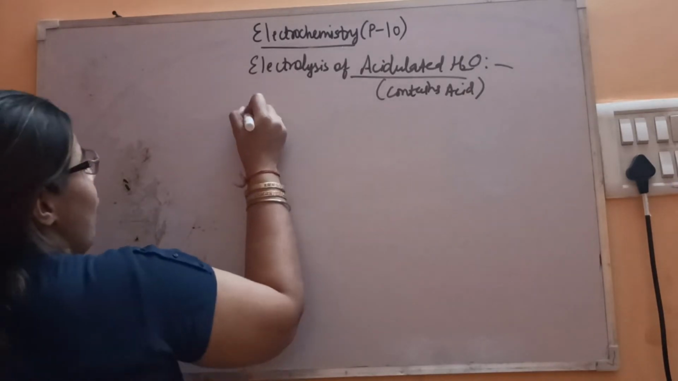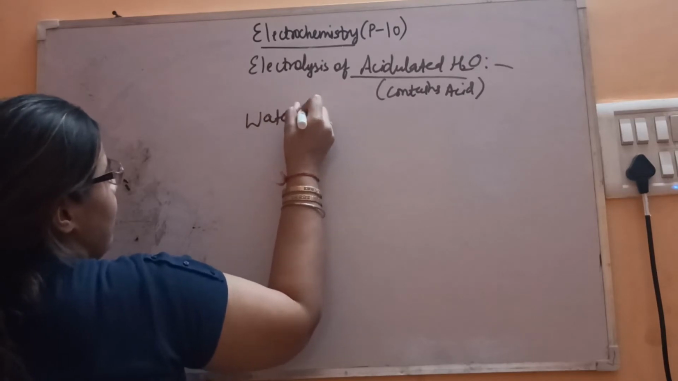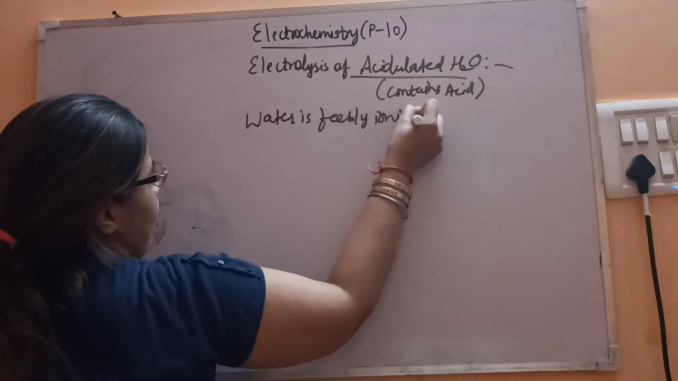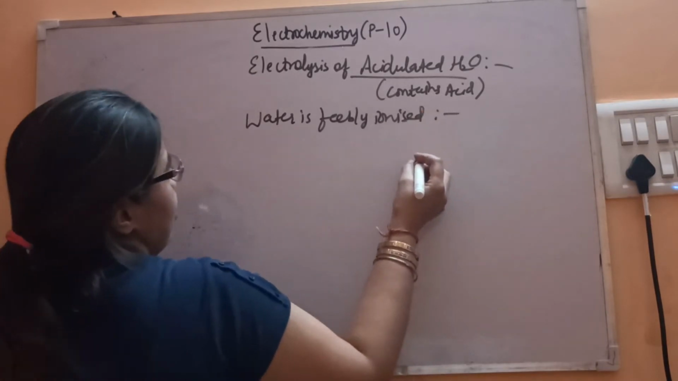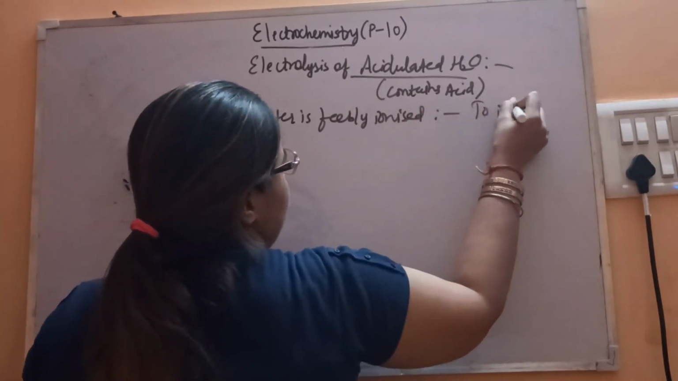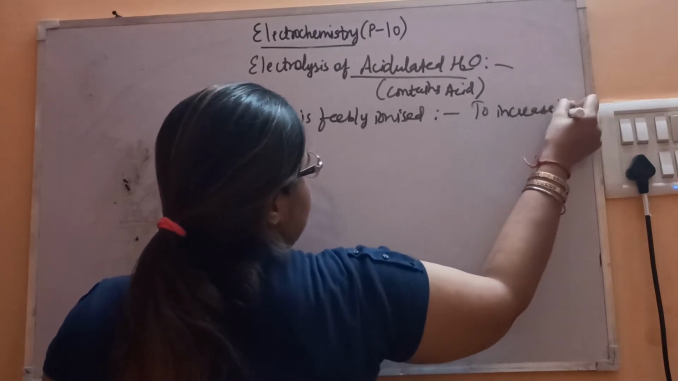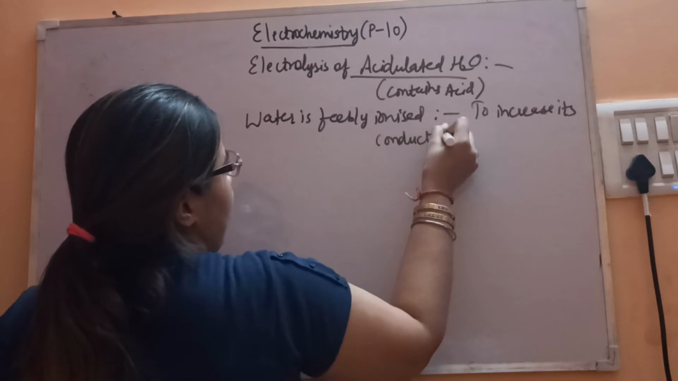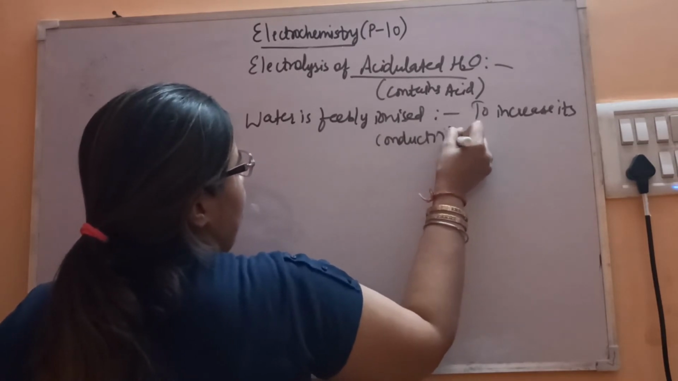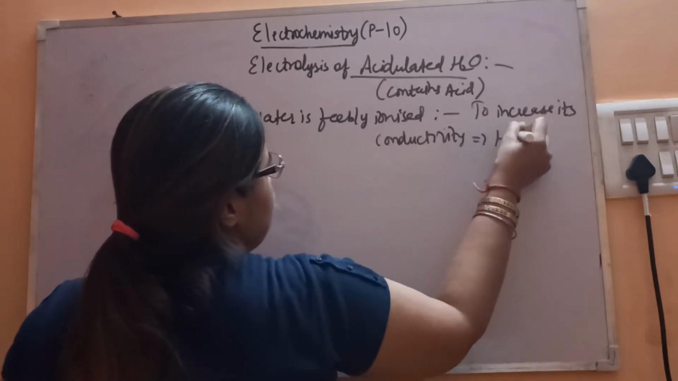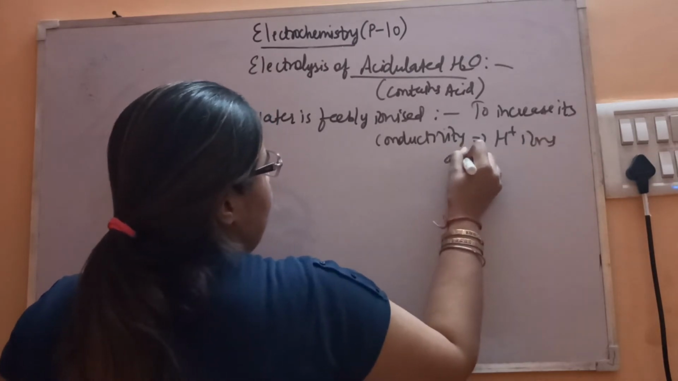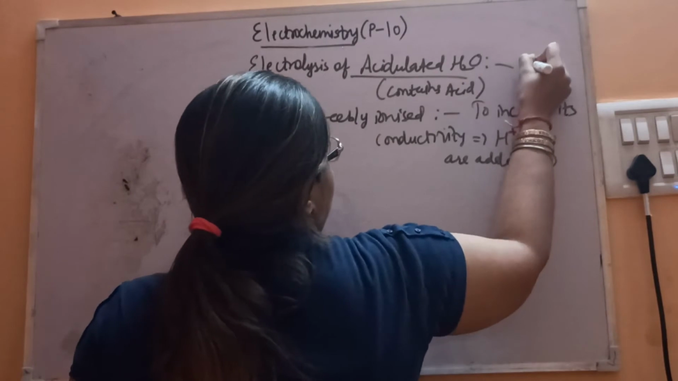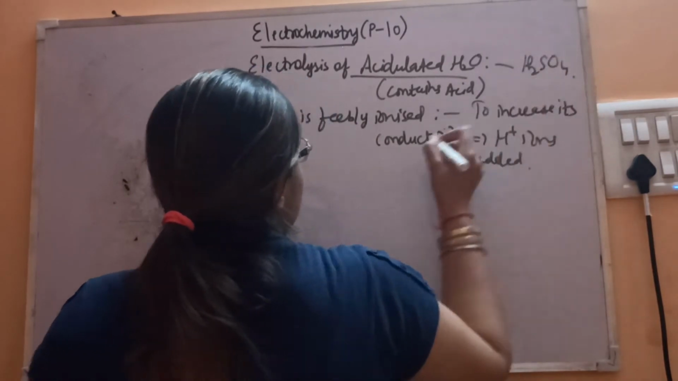As we know that water is feebly ionized. So to increase its conductivity, H plus ions are added. So generally we'll add here H2SO4. So both will dissociate now.